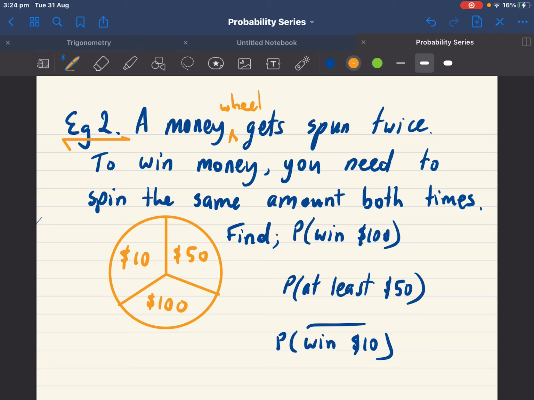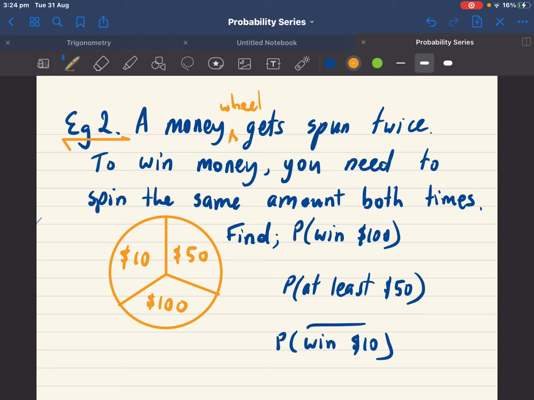We want to find, well, what is the probability you win $100? Okay, lots of people would say 1 in 3, and they're wrong, right? It's not that at all. This is a multi-stage event. You got to spin the wheel twice. The only way you win $100 is if you spin $100 both times, right? It's not 1 in 3. But we're going to find that probability. It's going to be so basic once we have the sample space.